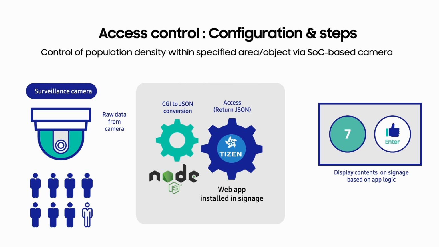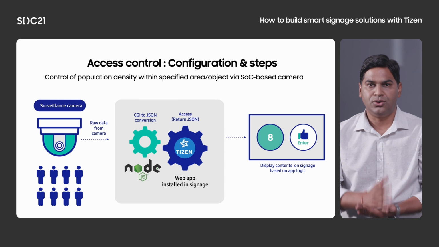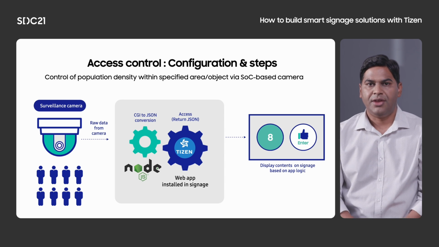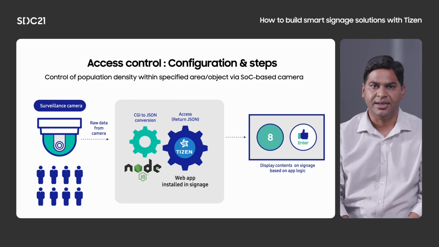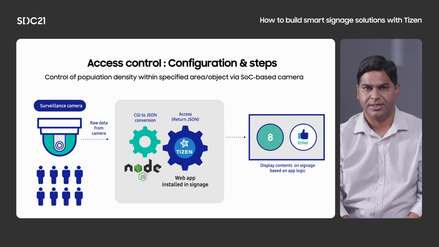Using Node.js functionality, Tizen APIs for business receive raw data from the camera, convert it to JSON format, and pass it to the web app in specific time intervals. The very first and basic step is to turn on the people counting feature in the camera's UI settings and save it. Then you need to designate an area and draw the rule in the UI. For example, if a person crosses a specified line, it will be counted as inward or outward movement.